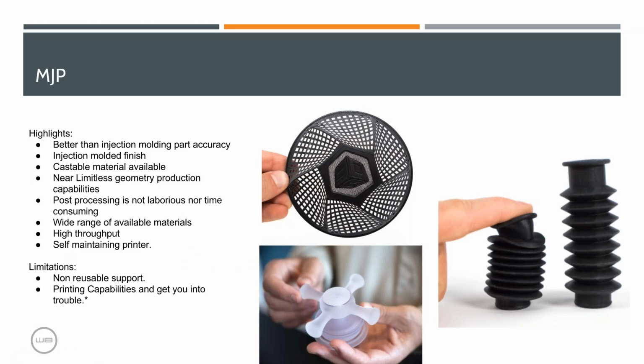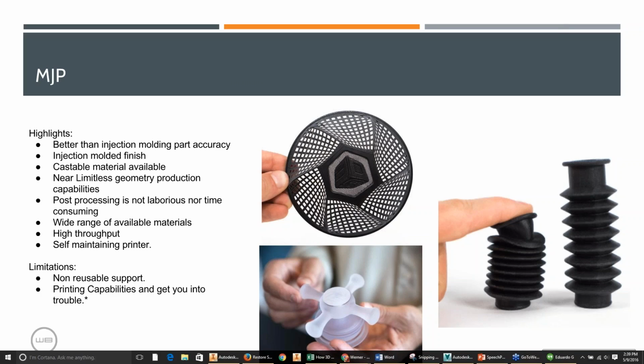So what are the benefits? You can get better than injection molded part accuracy, so you can hold a caliper to these parts and they are going to hold up. It's about plus or minus a thousandth of an inch per inch of build, which is pretty nice. You also get injection molded finishes, castable materials are available, and you have near limitless geometry for producing parts. I say nearly limitless because currently, in some geometries, we can get down to about a 1/4 millimeter wall thickness on high-res filters.